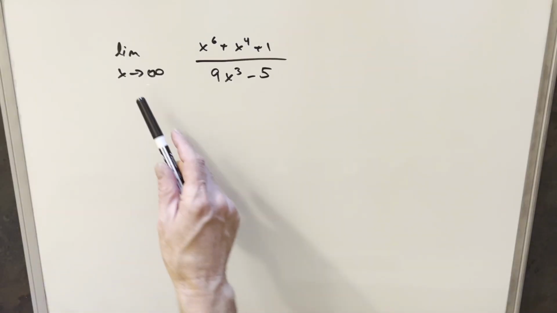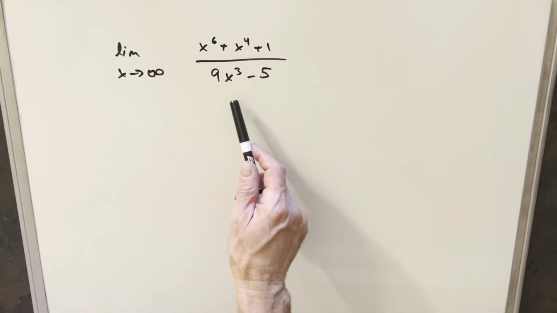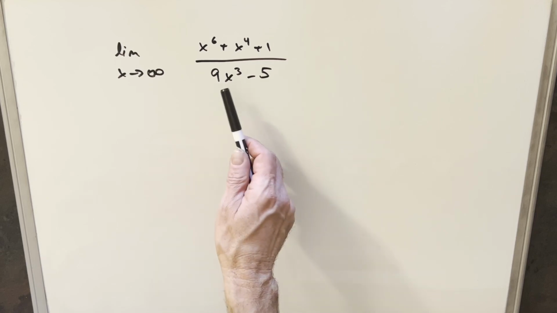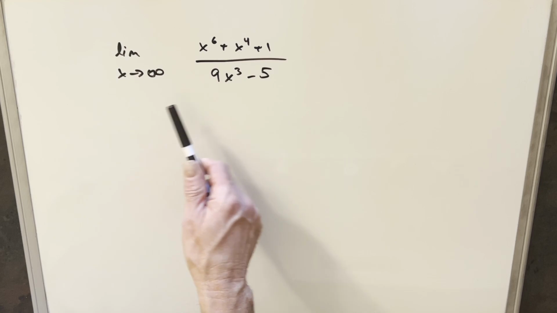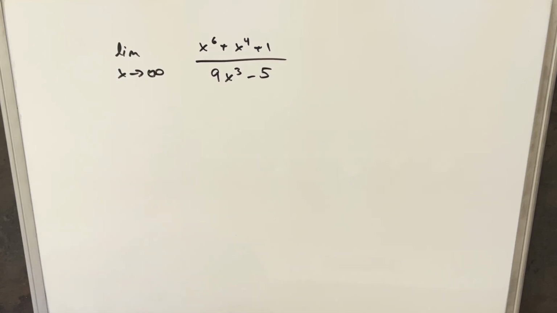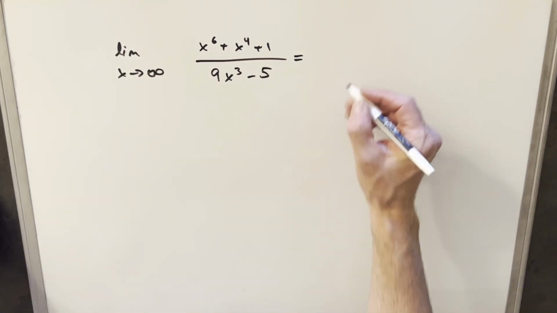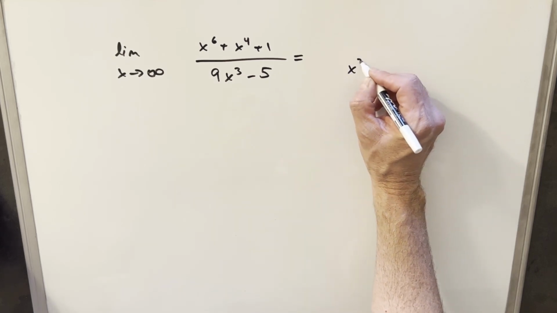Okay, next problem here. Again, we have x going to infinity. Now, can we do the same thing we did last time? No, but this time we have a higher degree in the numerator. We have a 6th degree polynomial in the numerator, 3rd degree in the denominator. But we're still going to factor this out. So I'm going to factor out x cubed in the denominator.